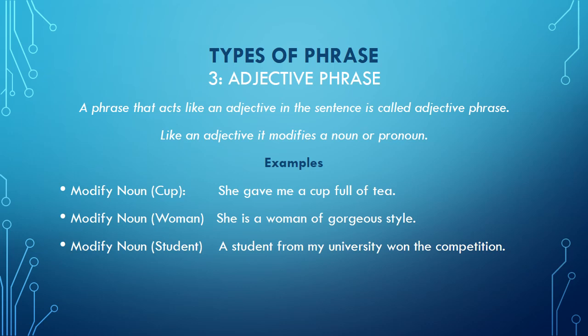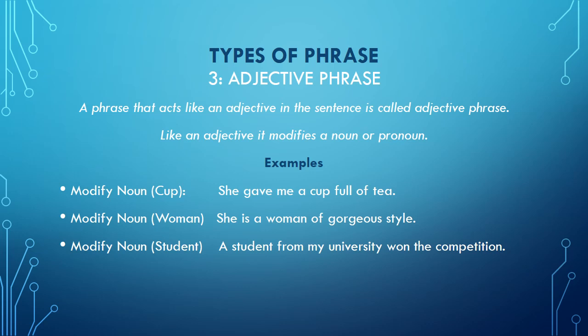Here are some examples of how it modifies a noun. Example: she gave me a cup full of tea. Here it modifies the noun cup. Next example: she is a woman of gorgeous style. Here it modifies the noun woman.